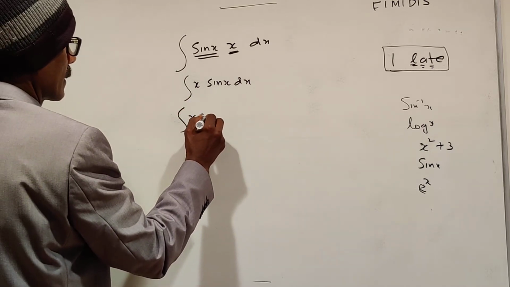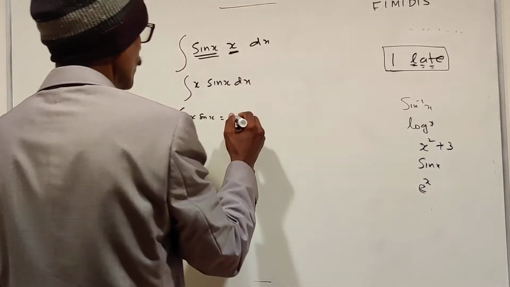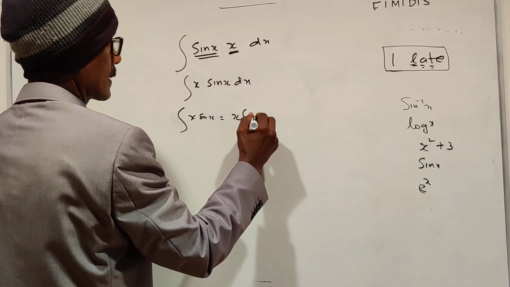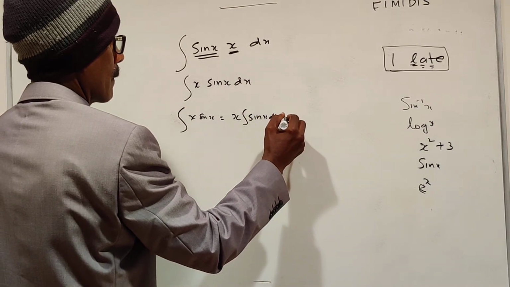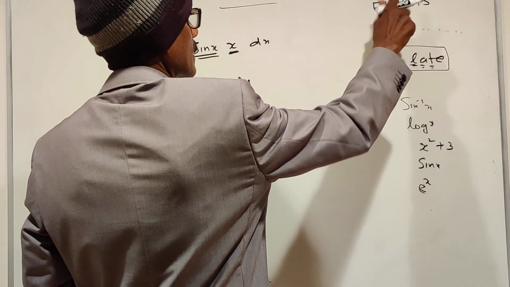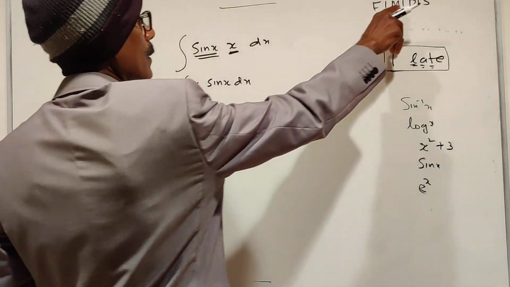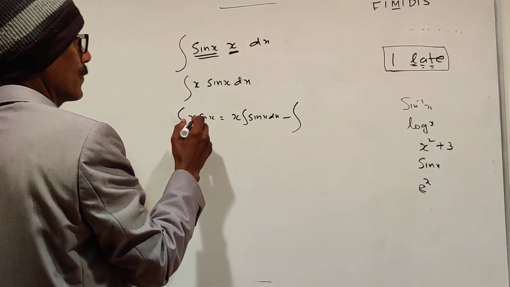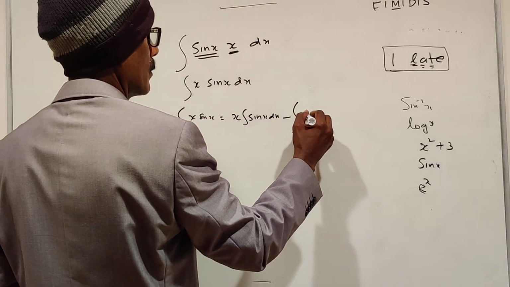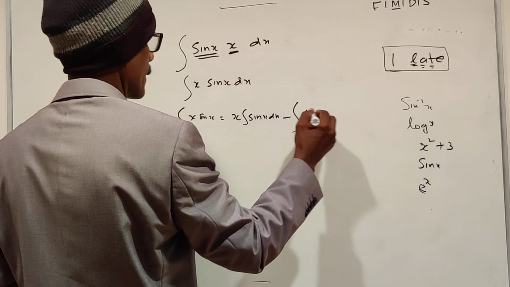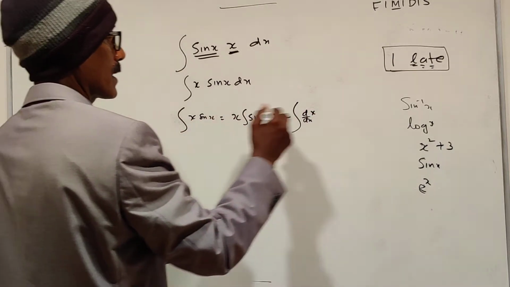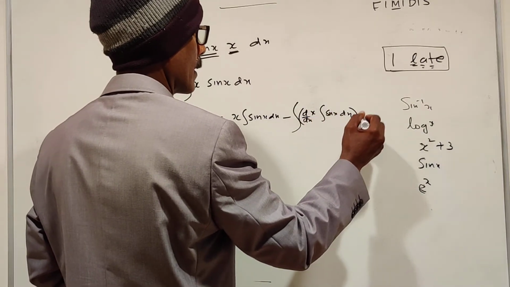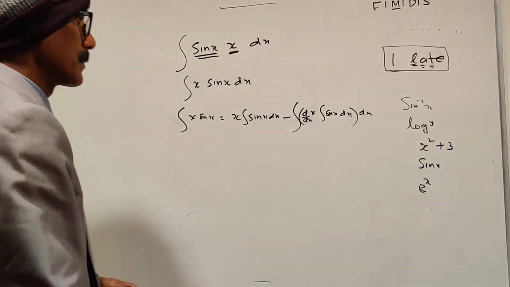x sin x equals first function times the integral of the second, the integral of sin x dx, minus the integral of the derivative of the first function, the derivative d by dx of x, times the integral of the second. Okay?